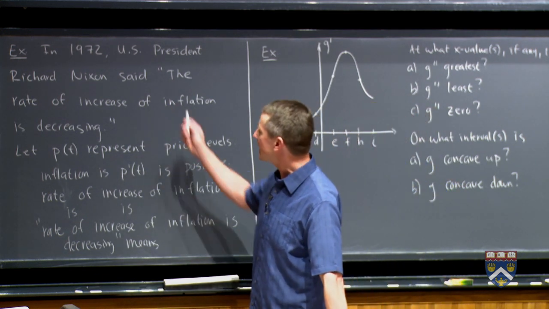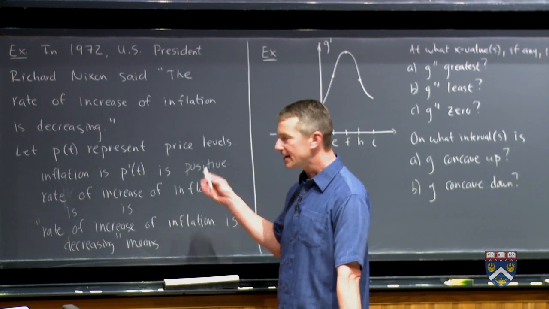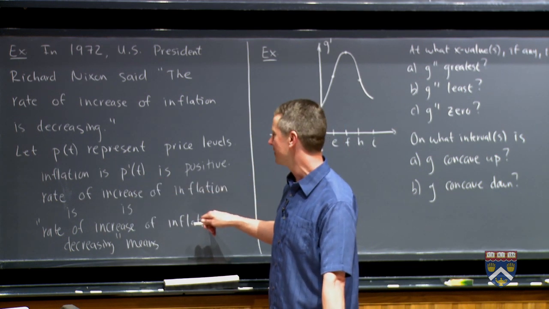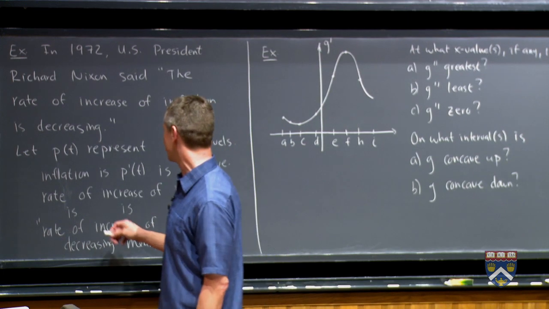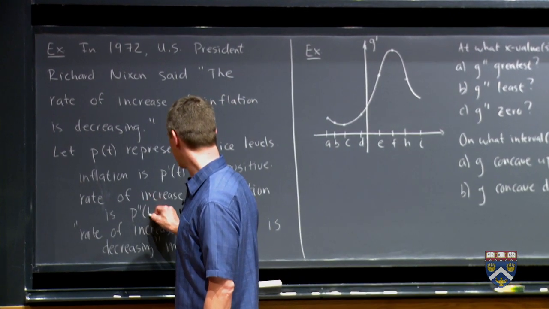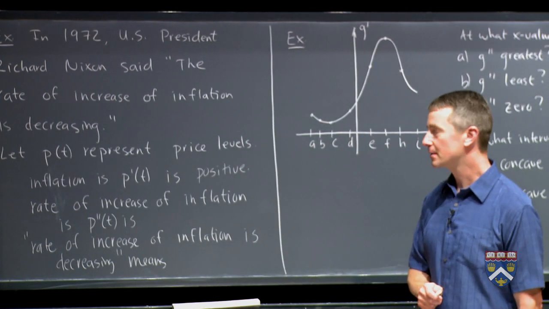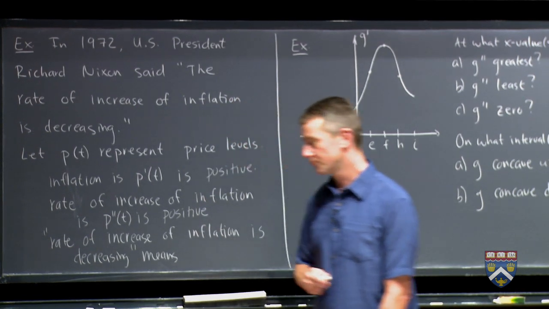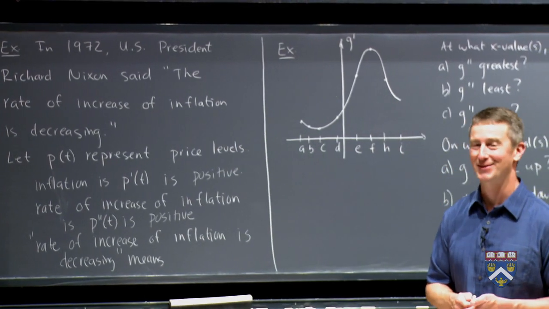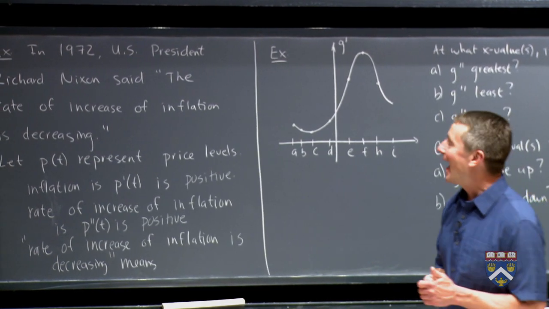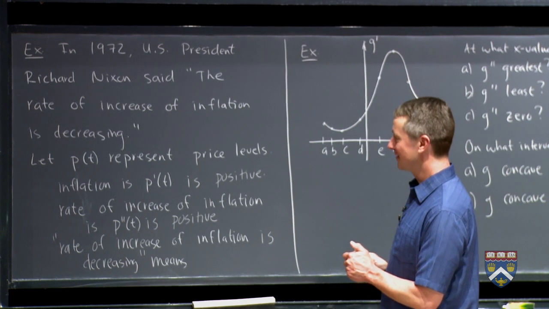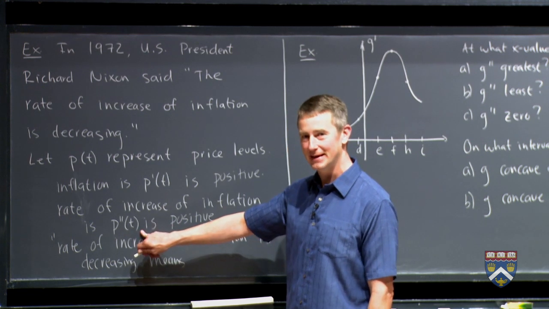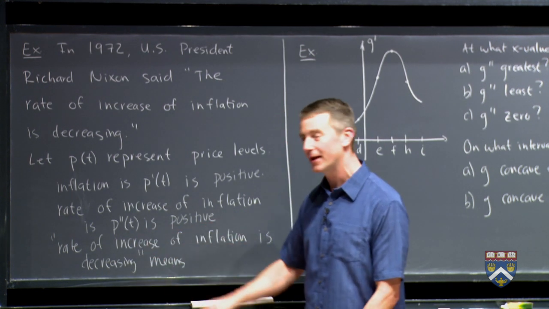Then he's saying the rate of increase of inflation. So that means inflation is increasing. So the rate of increase of inflation, if inflation is p prime, the rate of change of inflation is what we would call p double prime. And that's positive. You might want to pause this and really start to think about it. I had to take a little bit of time to think about it myself here. And then finally, the full sentence, the rate of increase of inflation, which we've decided is represented by p double prime, the rate of increase of inflation is decreasing.